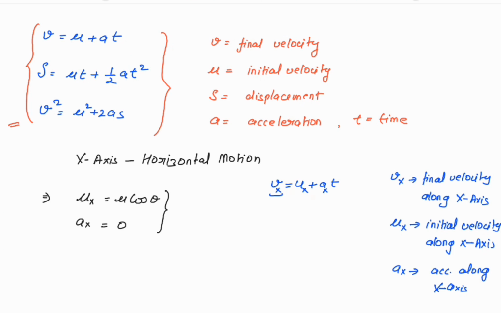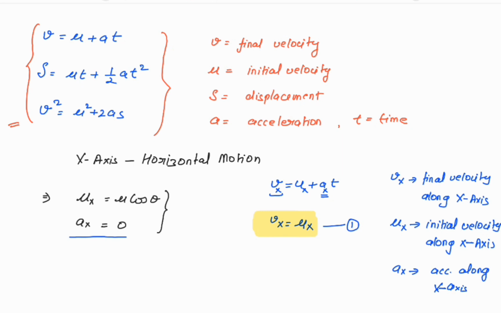Now I'm going to modify this equation. vx equals ux, and we know ax is 0, because acceleration in the horizontal is 0. It means this is going to be my first equation. ux is going to be vx. It means for every point in a horizontal motion, initial velocity and final velocity are the same. This is the first equation I'm going to use for the horizontal axis.